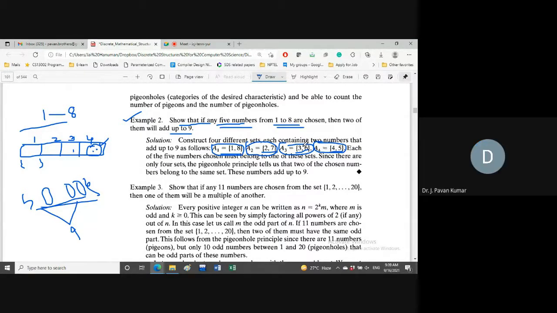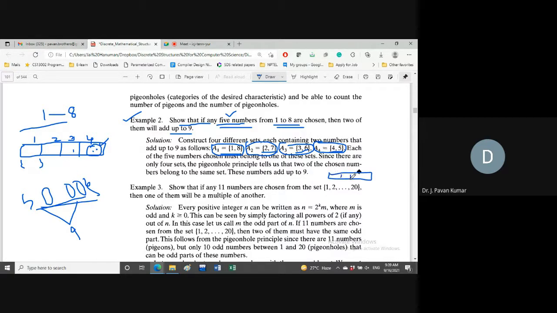Yes, four pigeonholes. Now how many numbers do we have to choose? Five numbers. Whatever number we choose, we have to put it in the corresponding pigeonhole. All of 1 to 8 are covered in these four: 1 comma 8, 2 comma 7, 3 comma 6, 4 comma 5. So whatever five numbers we choose, we put each into its corresponding pigeonhole. Just consider the four pigeonholes we have formed.